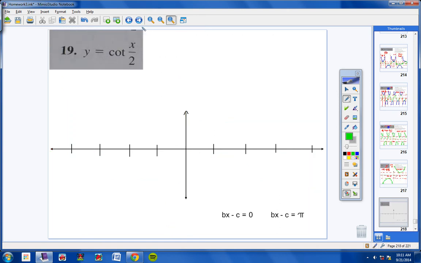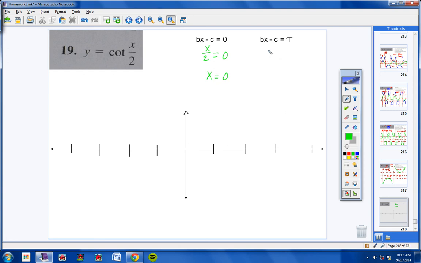All right, number 19, cotangent. Now, when you're dealing with a cotangent or a tangent function, you want to find the asymptotes. So here are the formulas you use when you're dealing with cotangent. I guess we forgot part of the formula. There we go. Bx minus c would be x over 2. So x over 2 equals 0. Multiply both sides by 2, and x equals 0. So there's 1 asymptote.